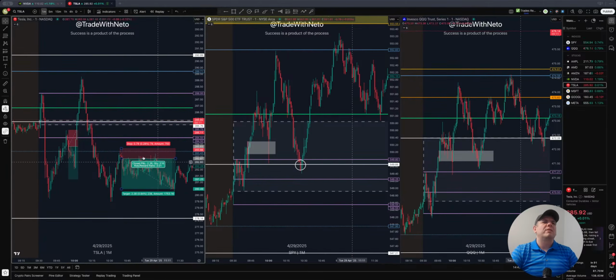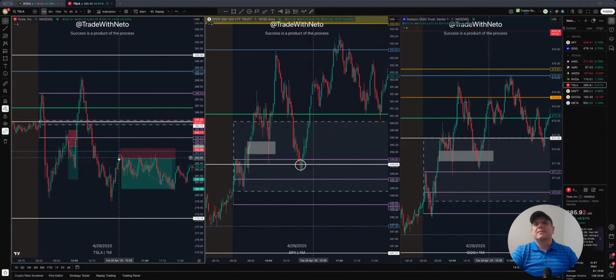I never will take this trade because the price action on the indices was completely on the opposite side of my radar. But well, that's what happens with Tesla.